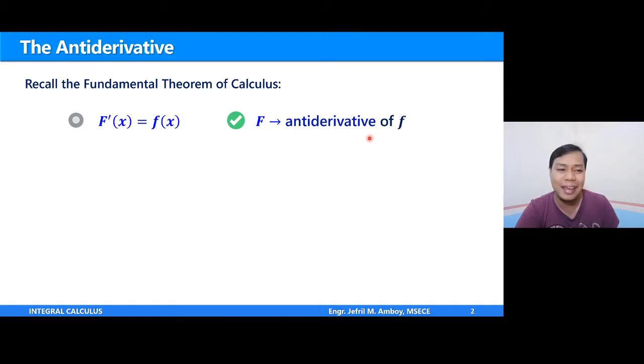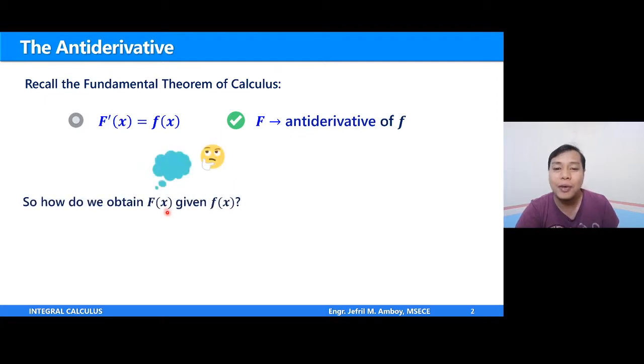Okay, so ngayon, what if given yung small letter f? Paano natin ngayon mahahanap yung capital letter F? Okay? So, kanina kasi given yung capital letter F, dinifferentiate natin siya para makuha yung small letter f. Anong gagawin mo dito sa small letter f kung siya ang given para makuha mo ang capital letter F? Okay? Napapaisip ka ngayon. Kanina, mula sa capital letter F, kinuhanan mo siya ng derivative para makuha ang small letter f. So ngayon, kung small letter f yung given, paano mo makukuha ang capital letter F?